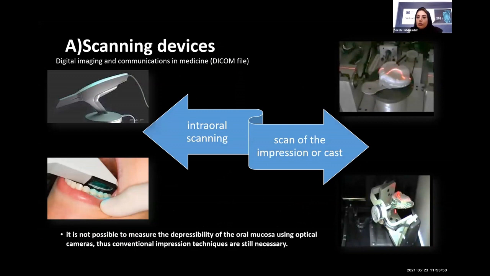For the scanning devices, we usually have 2 categories. We can do intraoral scanning, or we can scan the impression or cast. Of course, the first one is preferred by our patients. They usually prefer to have conventional impression making eliminated, so with an intraoral scanner, it will be more comfortable for them. However, when it comes to CAD/CAM dentures, we're dealing with the mucosa. We need to take functional impressions, and to measure the displaceability of the mucosa, we sometimes have problems with these optical scanners. So we might want to stick with scanning of the impression or the cast.